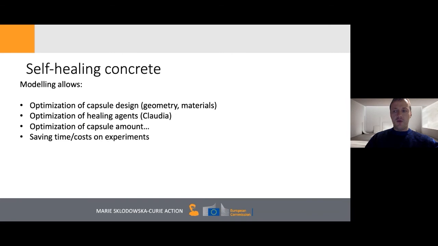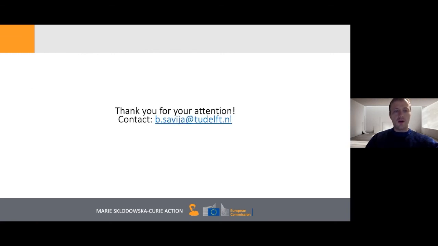So if you have spherical capsules or SAPs, as Claudia showed, you can end up with a design surface that will tell you how many capsules you need for a certain self-healing efficiency. And finally, and most importantly, because in any case you need to do experiments, this will allow you to save time and costs on experiments, because experiments cost time, but they also have a financial cost as well.